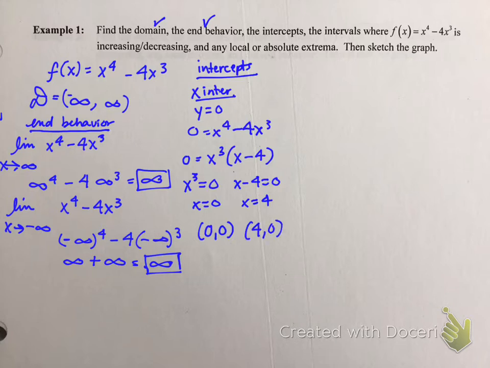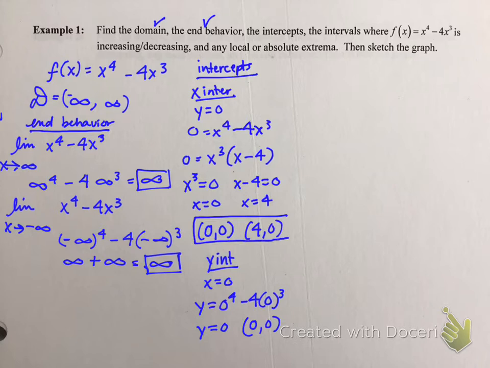Now to find the y-intercept, I have to let x equal 0. So y equals 0 to the fourth minus 4 times 0 cubed. So y equals 0. Once again, we get that intercept of 0, 0. All right, so I have my intercepts, so let me go ahead and put a box around them because we need all this information. We got the domain, we got the end behavior, we also got the y-intercept, which is also the x-intercept. So let me go ahead and highlight what we found so far.